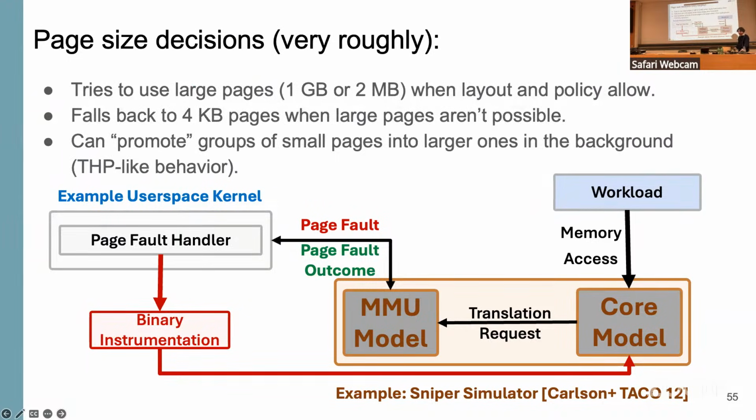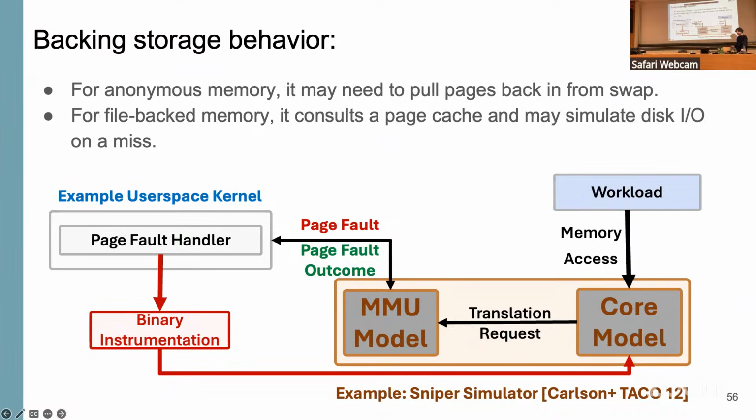After looking at the page size decisions real quick and very roughly, it tries to use large pages first and foremost, either 1 GB or 2 MB, depending on whether the layout and policy allow it. Else it falls back to 4 KB pages when these large pages are impossible. And it can also promote groups of small pages into larger ones in the background. Looking at the backing storage behavior, for anonymous memory, it may need to pull pages back in from swap. And for file-backed memory, it controls the page cache and may simulate disk I/O on a miss.